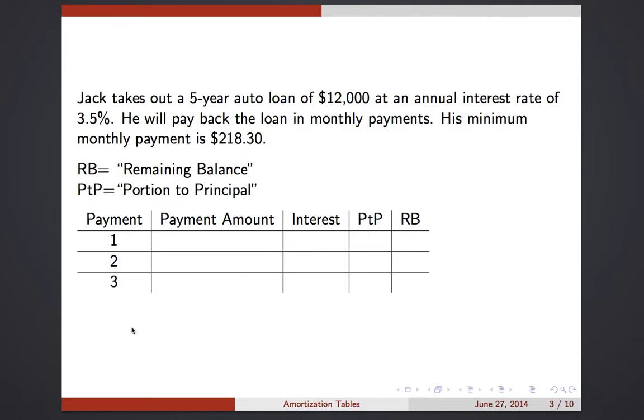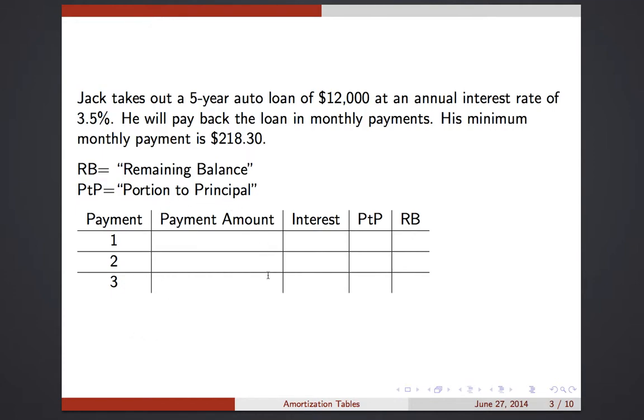Once you can fill out the first 2 or 3 rows, you can fill out the rest of the rows. The procedure doesn't change as you move down the table. So if you can master filling in the first 2 or 3 rows, you can master filling in the entire table if you want to. Okay, so let's talk about what each of these columns mean.